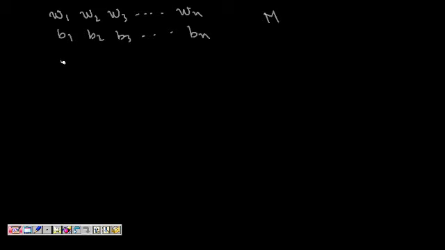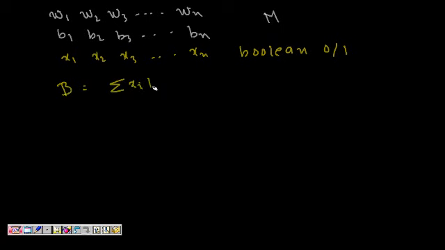Okay, so let's represent x1, x2, x3 till xn as Boolean variables, and each is either 0 or 1, which means if x2 is 1, it means I have taken the weight W2, and if it is 0, I have not taken the weight W2. So our benefit will be the summation of xi bi, i is equal to 1 to n, and total weight will be the summation of xi wi, i is equal to 1 to n. So this is an optimization problem.